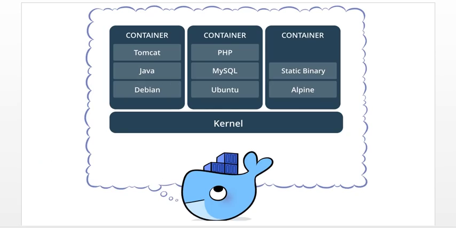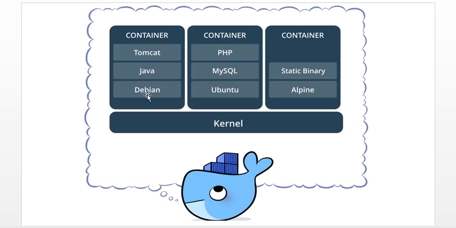This is the pictorial representation. It is easier to understand Docker this way. You might have already seen this. This is the Docker logo here, and here we have the kernel. See, the kernel is the same. On top of this kernel there is a Docker engine running and we have three containers running on top of it. One container is running Alpine with a static binary, and the second container is Ubuntu, and on top of that MySQL, and there is a PHP running. The third container is Debian, and Java is running on top of that, and this Tomcat.